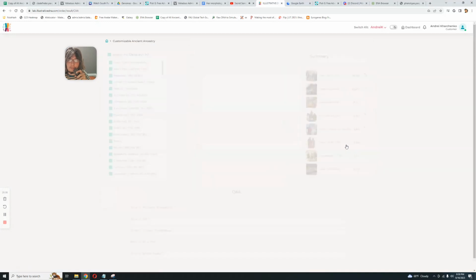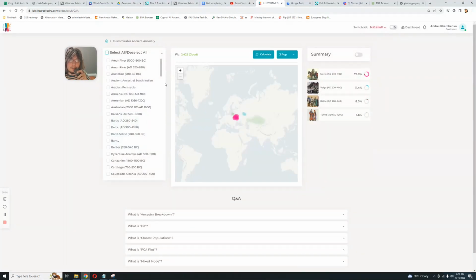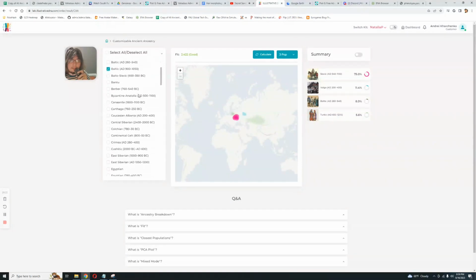Now we're gonna talk about something called customizable ancient ancestry. That's a very fun thing too. So for my mom, let's start with my mom. We're gonna select things that are relevant. We're gonna get rid of all the stupid stuff and only select the stuff that is relevant. So for her, what's relevant is Baltoslav. Well, I don't want to go in the Iron Age. I'm gonna go in the medieval time. So I'm gonna go with Baltic.